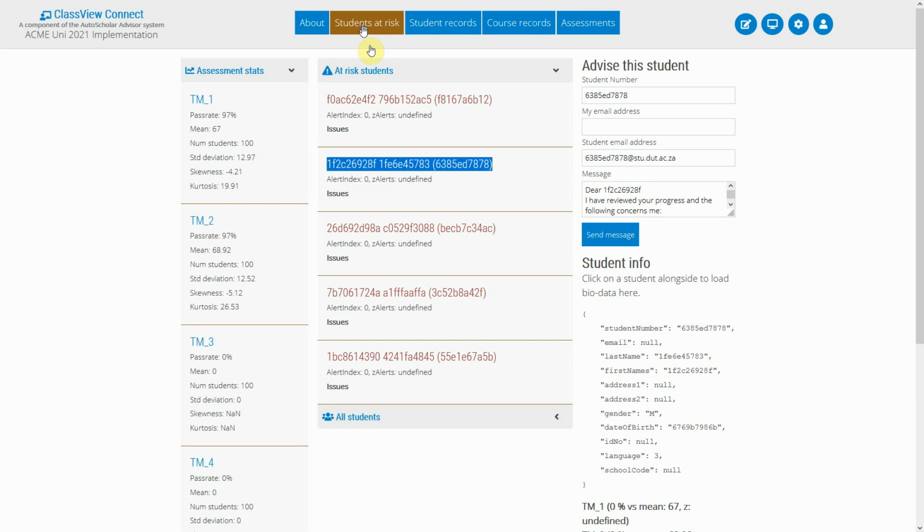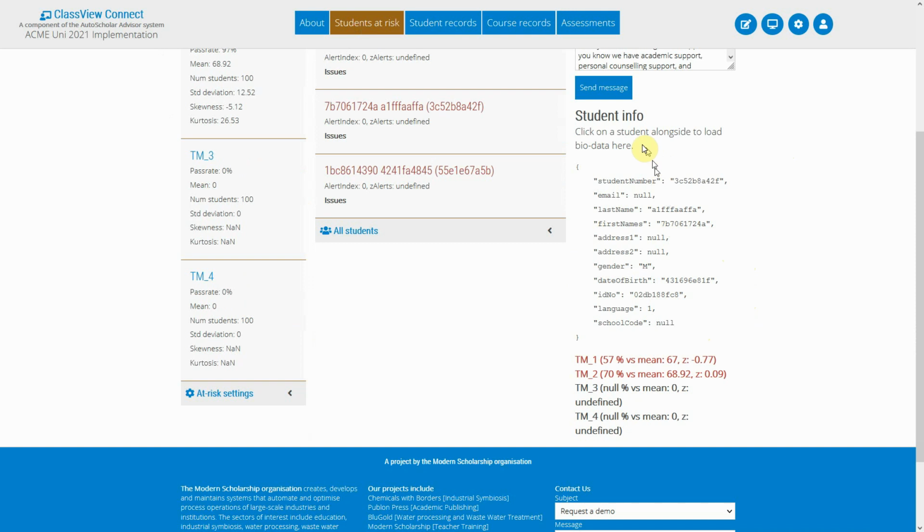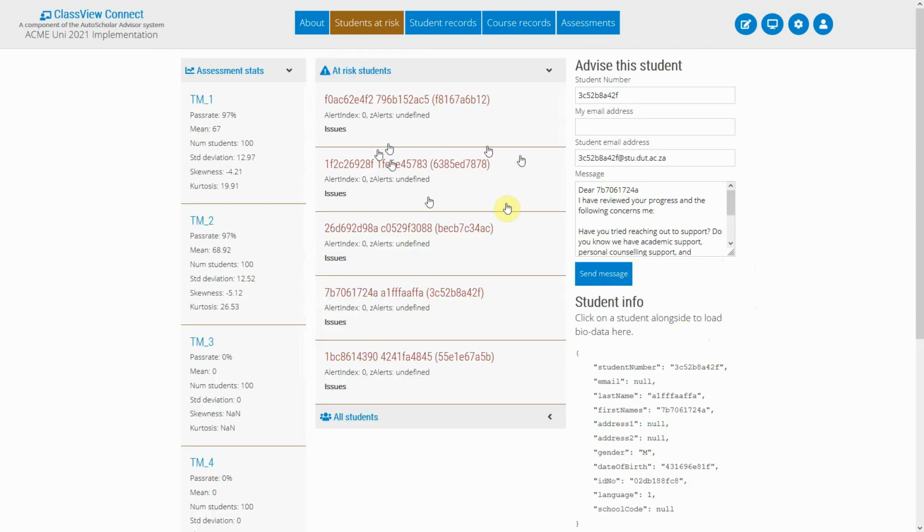So under at risk, you'll get a list of students who are classified as being at risk. You'll see on the right here that you can send a message, so you can reach out to that student, and you can also see other information about that student here, so some biographical information and some information about their performance in the courses or in the assessments. So you can see the students that have been estimated to be at risk.